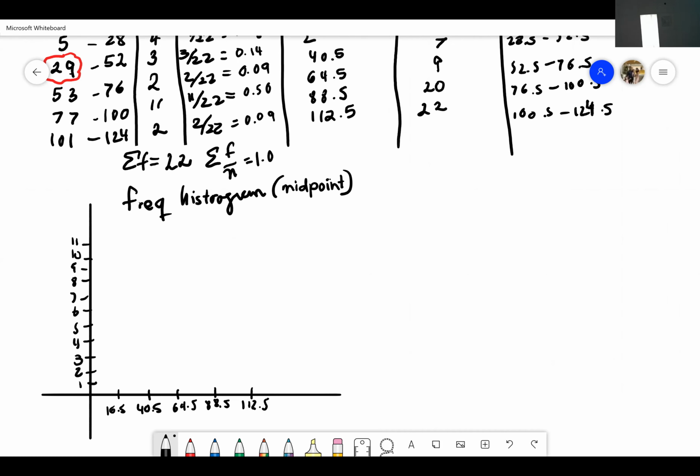All right. So for 16.5, how high does it go? It goes up to 4.